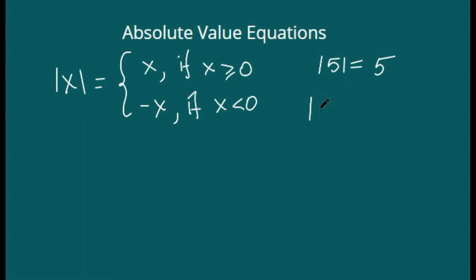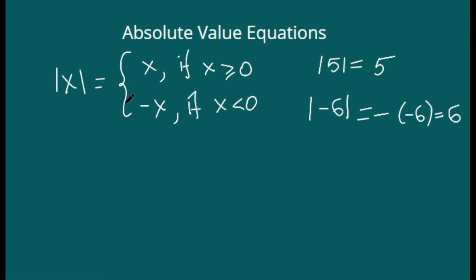Another case, absolute value of minus 6. First check, is minus 6 less than 0? Yes, minus 6 is negative, it's less than 0. So we should apply line number 2. We should put minus and then put what's inside the bars, minus 6. Minus before minus gives us positive, so the answer is positive 6. So this is a formal approach to the matter of absolute value.